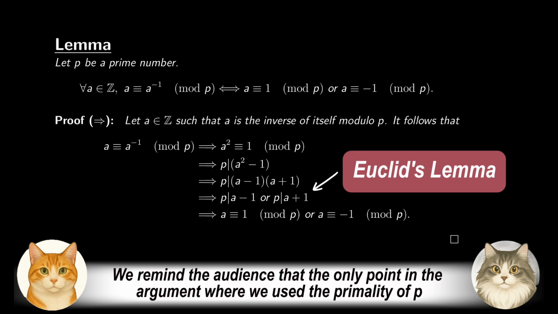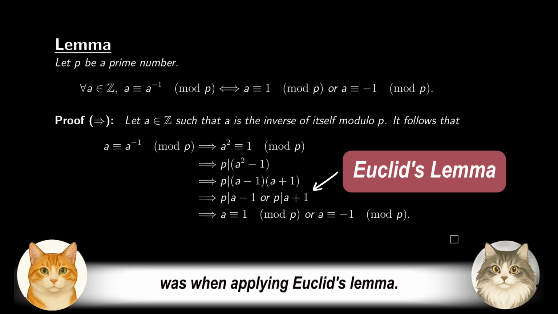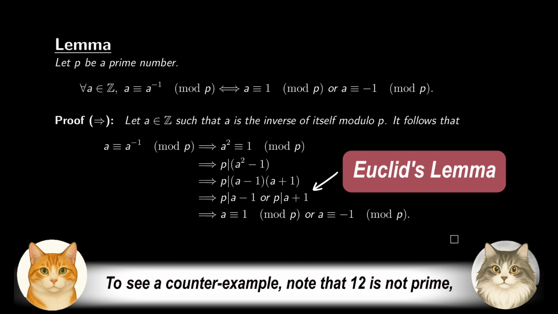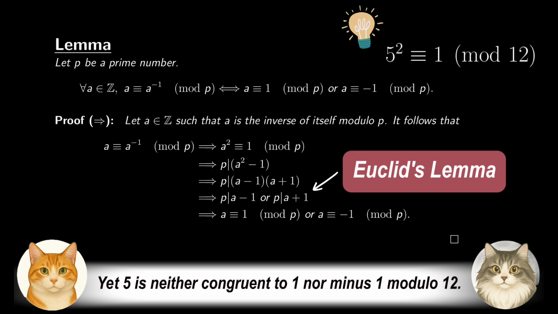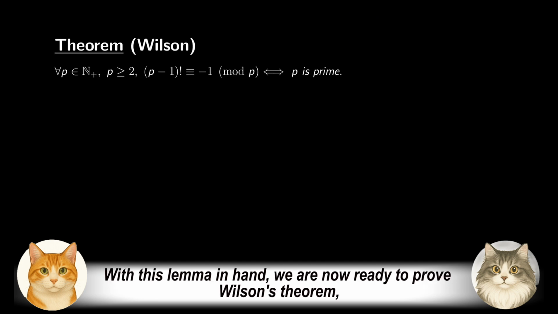We remind the audience that the only point in the argument where we used the primality of p was when applying Euclid's lemma. Yet this condition cannot be dropped. To see a counterexample, note that 12 is not prime, and 5 is its own inverse modulo 12, yet 5 is neither congruent to 1 nor -1 modulo 12.